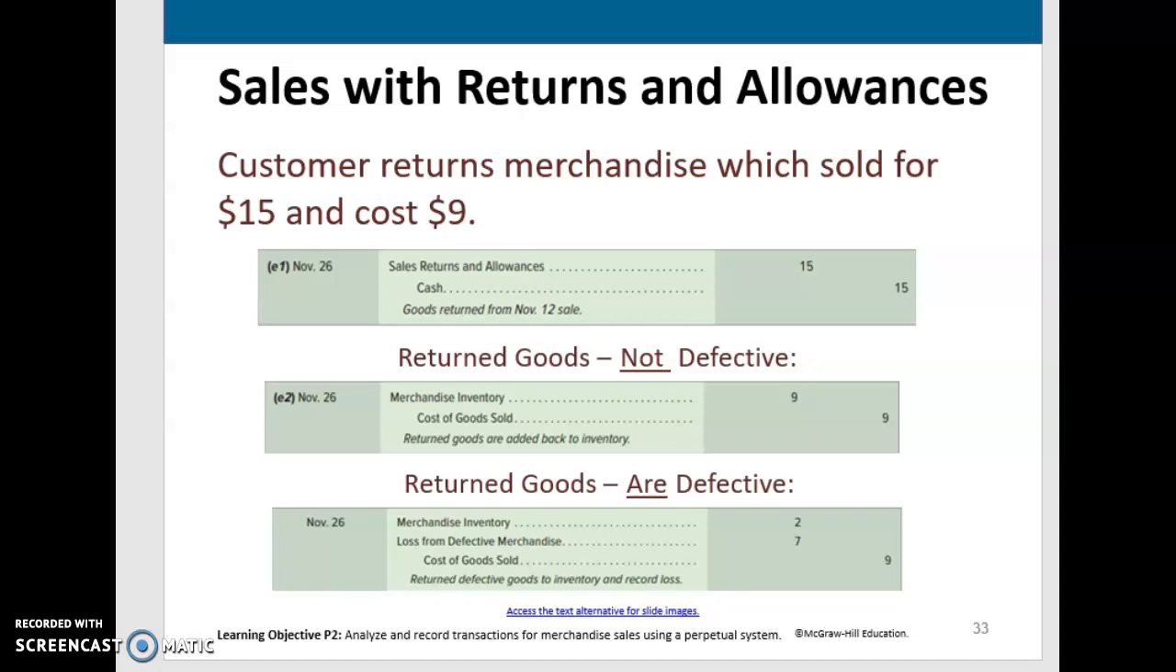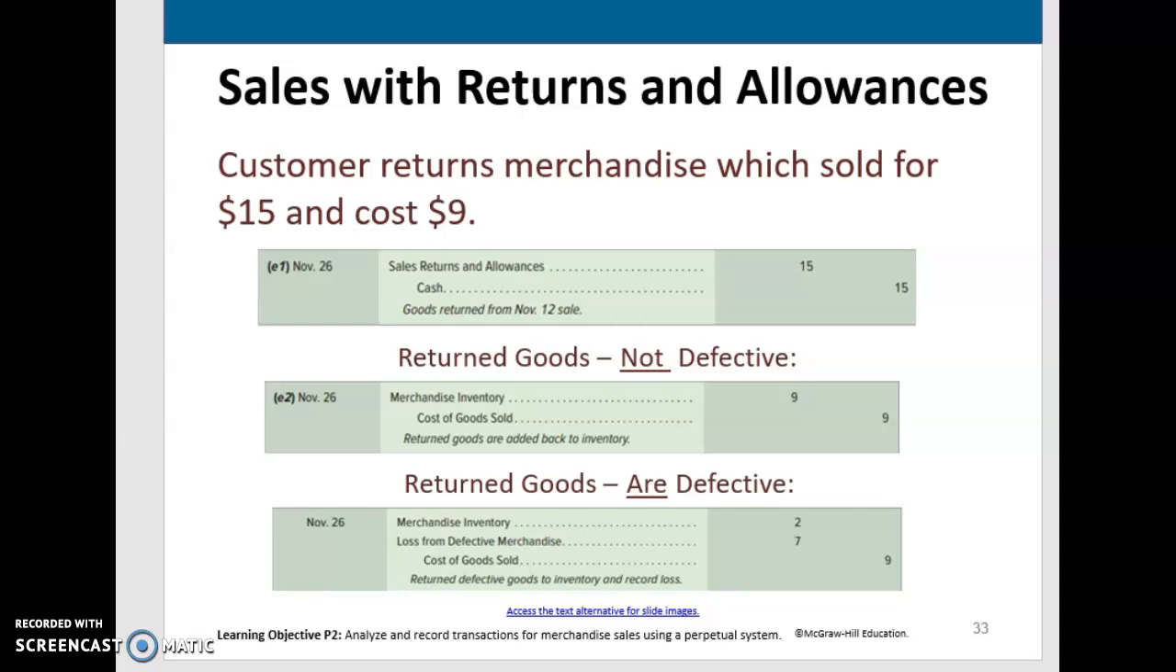If the goods are defective, we will put back into merchandise inventory. It looks like we must have in this one partially defective and partially not, because we've got merchandise inventory for $2 and a loss from defective merchandise for $7, and the cost of goods sold gets credited for $9.